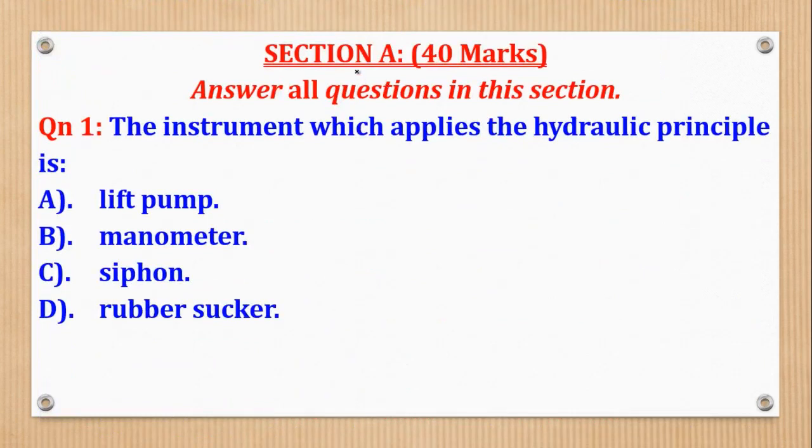This paper consists of Section A and Section B. Section A consists of 40 objectives, which is 40 marks, and Section B consists of 10 short answer questions, each for 4 marks, giving you a total of 40 marks. All have to be answered. So we shall start with question 1.